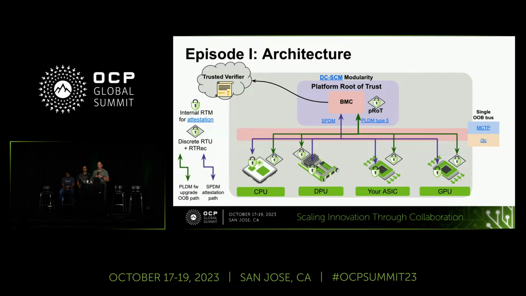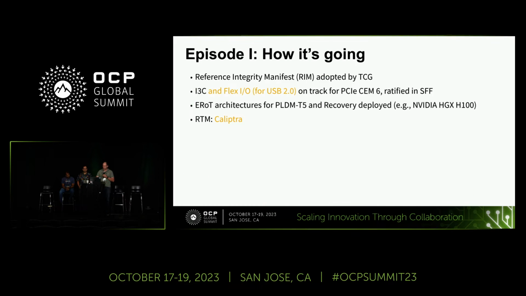I3C, PLDM, SPDM, roots of trust that are both discrete and inside the package. So, a very top level summary of how it's going. TCG has adopted the reference integrity manifest. This underpins a little bit of everything else because it tells a verifier how to reason about a measurement.